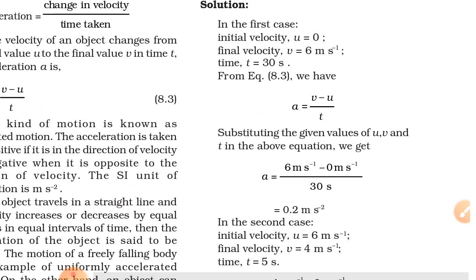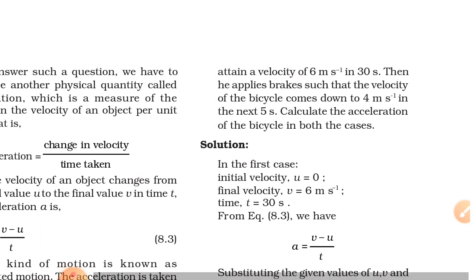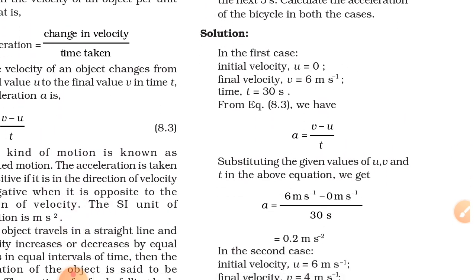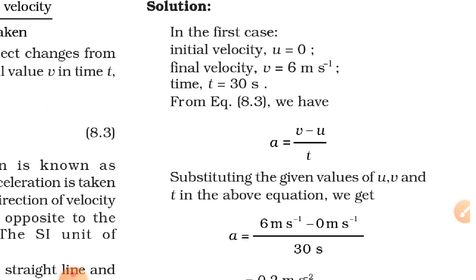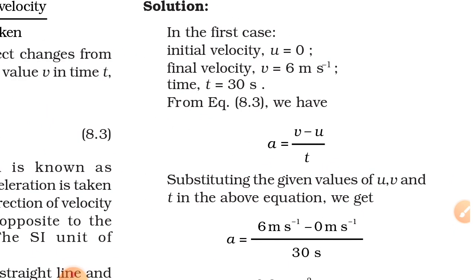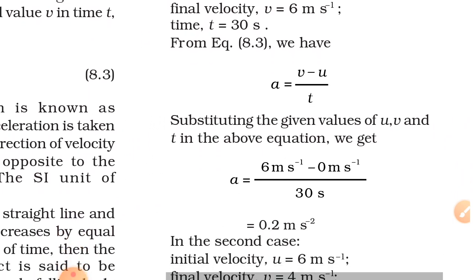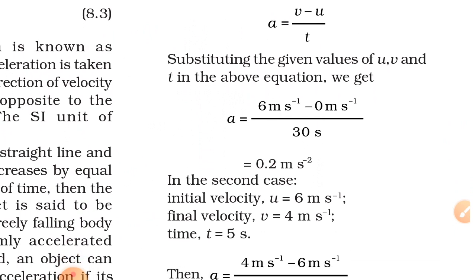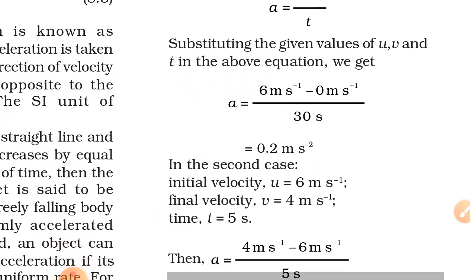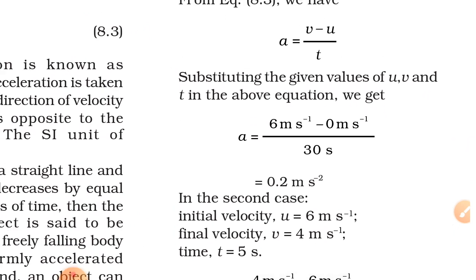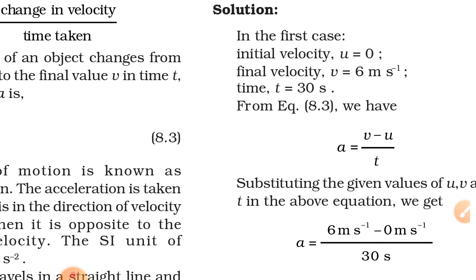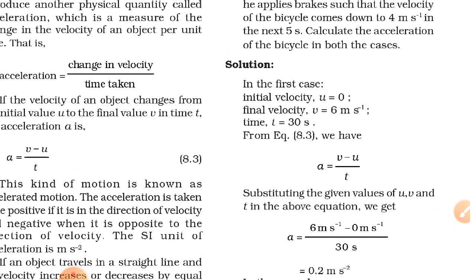So here you have a problem. In this problem, the initial velocity was 0, final velocity was 6 meter per second, and time was 30 seconds. So to find the acceleration, we find final minus initial, 6 minus 0, divided by time, 30 seconds. So we will get 6 divided by 30 seconds, 0.2 meter per second square. That is the acceleration. So got it? These are the portions that we discussed today.